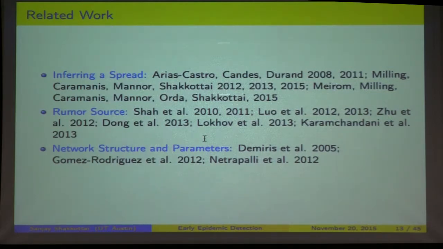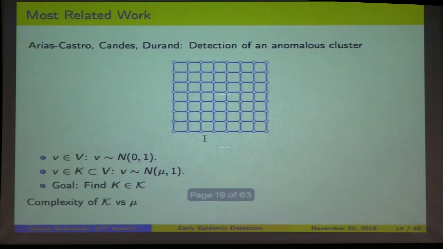So there's been a sudden interest in graphs plus inverse problems for the last year. The work by Arias-Castro, Candès, and Durand is essentially the following. It's a nice problem. You've got a graph. I've drawn a grid, but that's just for illustration. They don't really assume a grid.